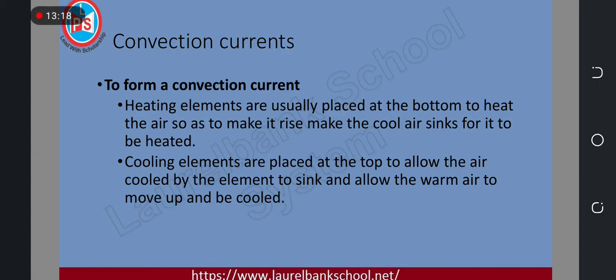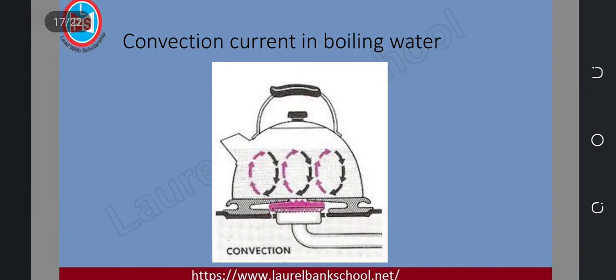as compared to the hotter object. So that is why we will see that cooling elements are mostly placed at the top, and hotter air will start to rise and the cooler one will start to move down. This process is very important, and we will discuss these phenomena. We can see that in an electric kettle the same phenomenon is used.